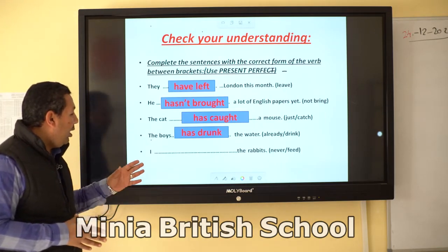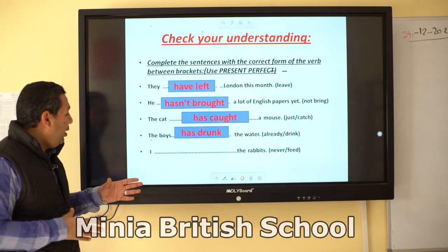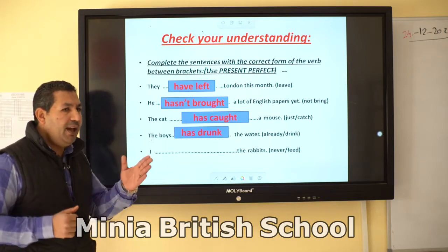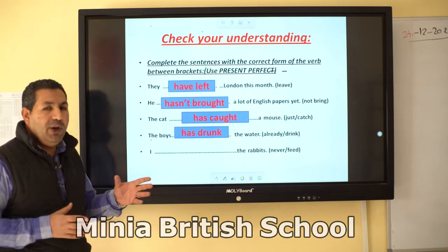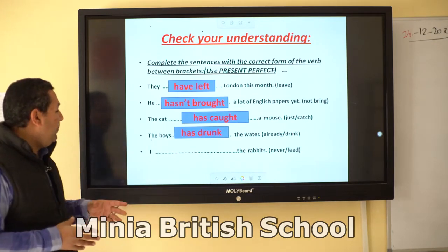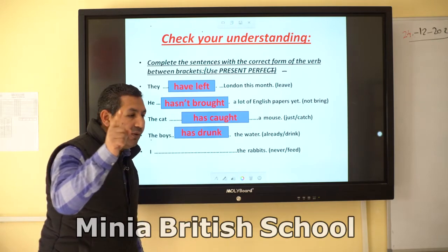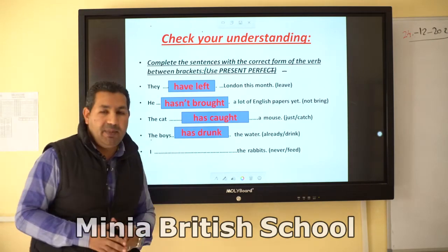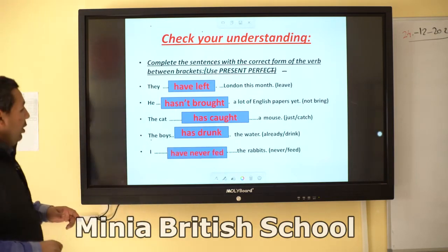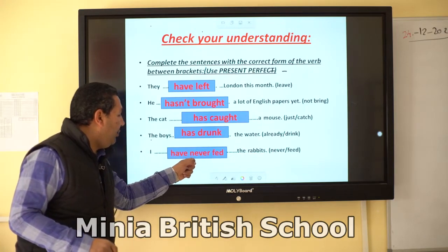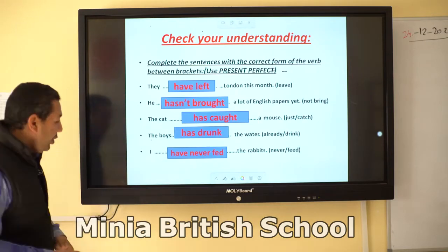The last one, I, space, the rabbits. We use never and the verb feed. With I, we choose have or has. Yes, with I, we choose have. So I have, where do we put never? After the auxiliary. I have never. The past participle of feed is fed. I have never fed the rabbits. So we take never and put it here between the auxiliary and the past participle. Good.